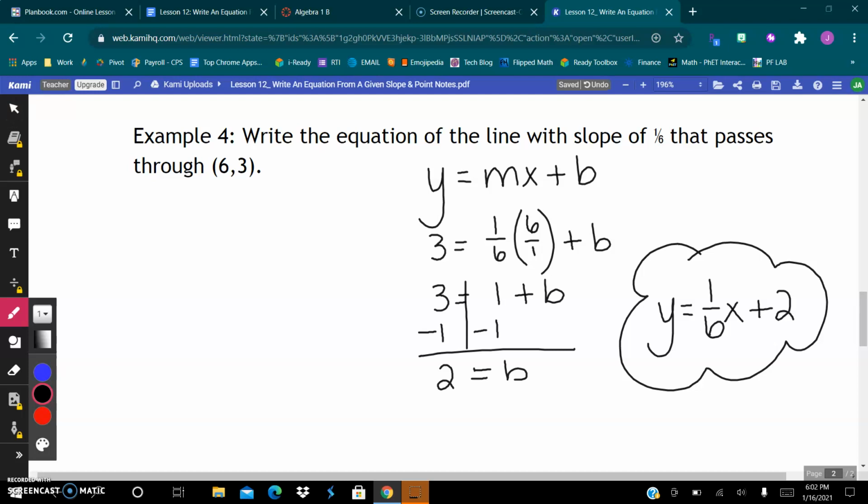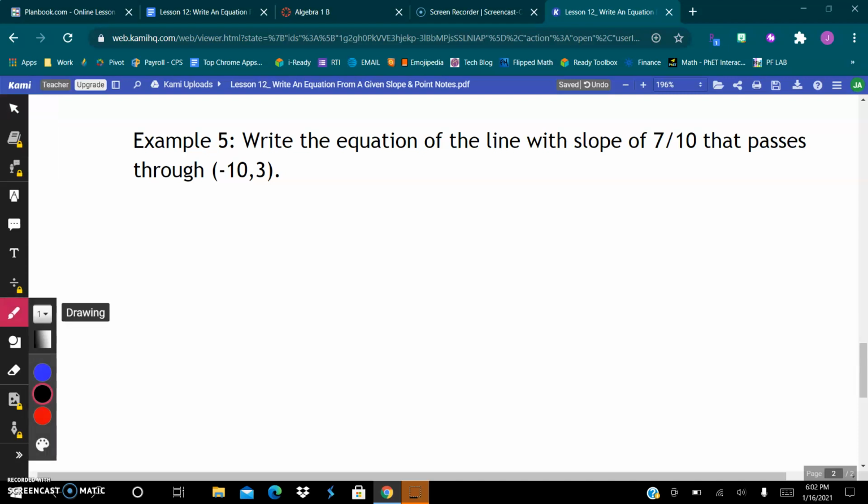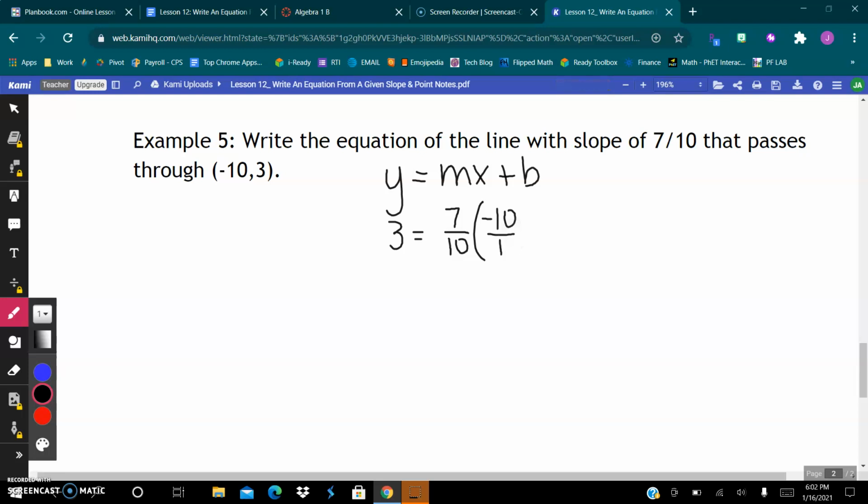And we have one more here. Our slope is 7/10, and it's going to go through the point negative 10, 3. So y equals mx plus b. Our y is a positive 3. Our slope is 7/10. Our x is negative 10. So we're going to make that a fraction since we have to multiply it by a fraction. And then we're going to simplify. We're going to have negative 7 times 10 at the top.